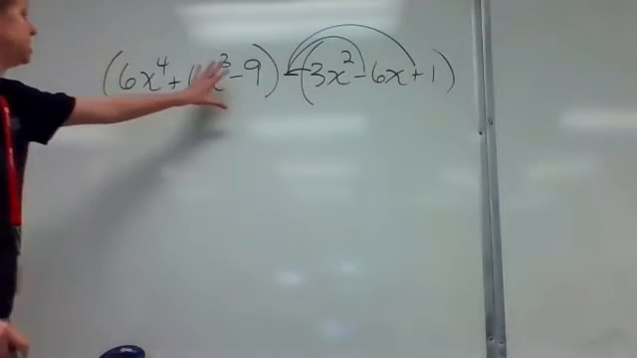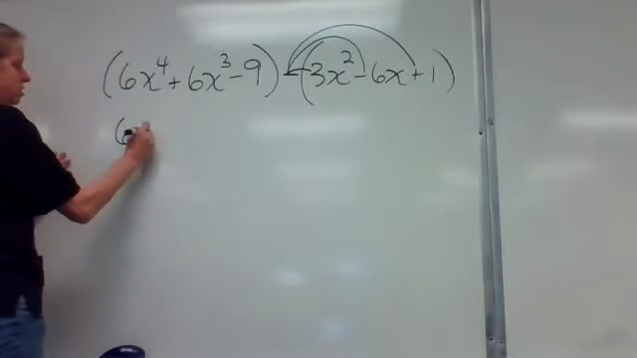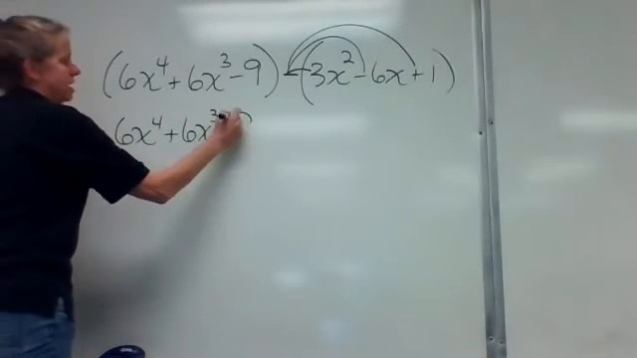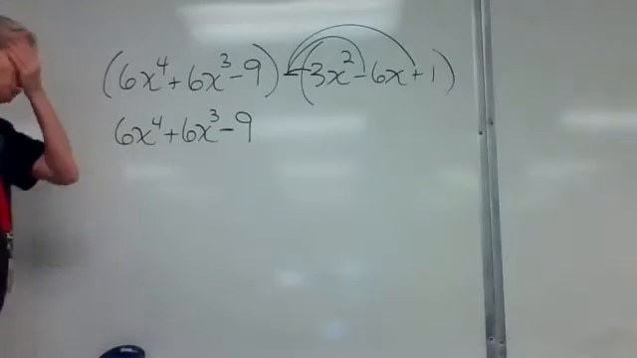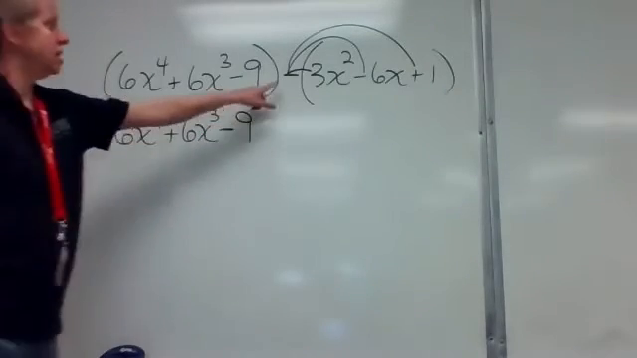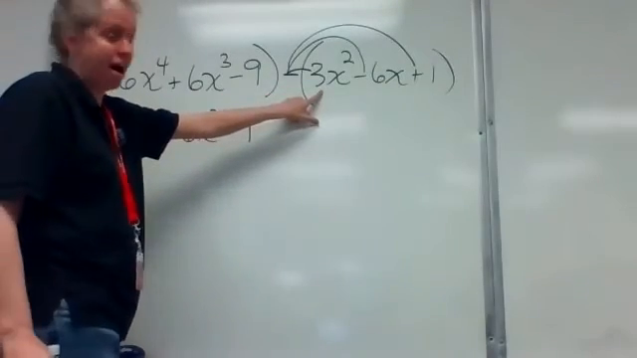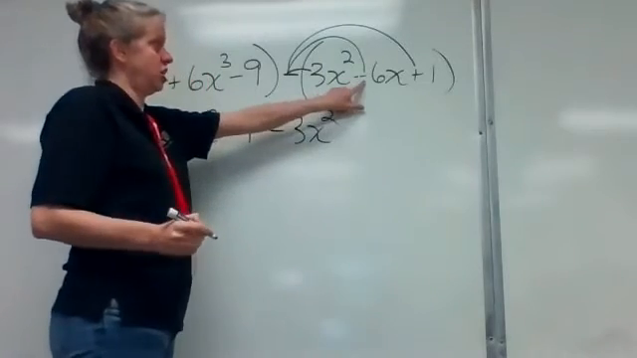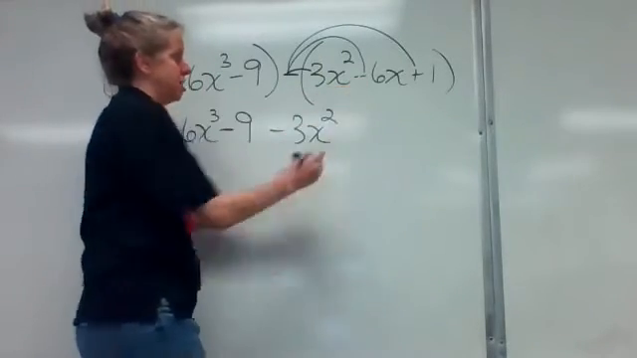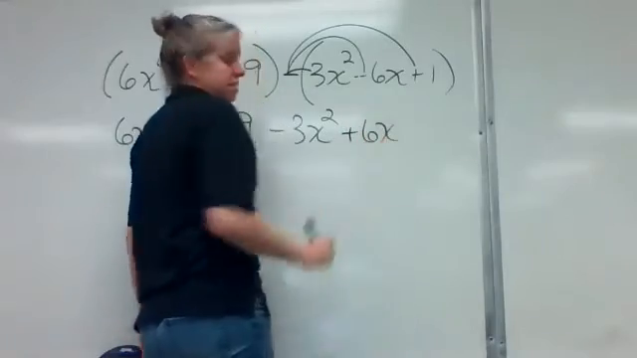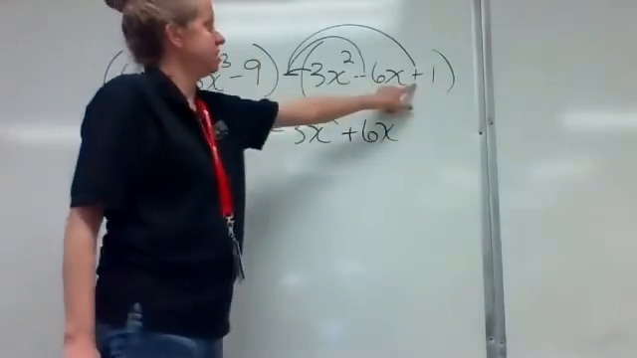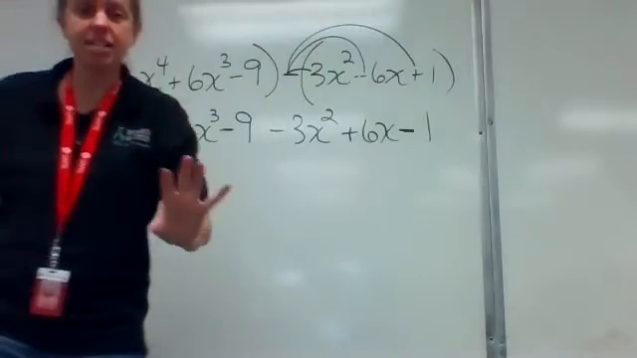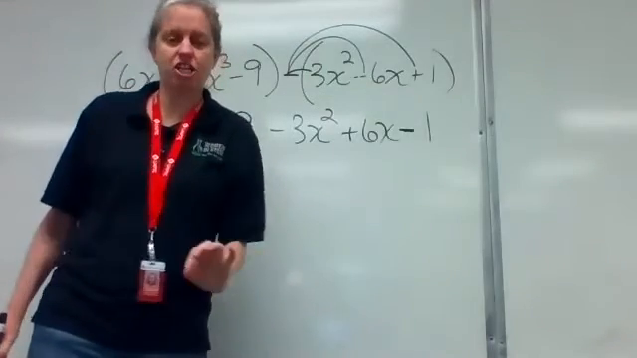So all this stays the same. So I've got 6x to the 4th plus 6x to the 3rd minus 9. That turns this to minus 3x squared. It actually turns this, since it is minus, it turns it into plus 6x. Since that's a plus, it turns it to minus 1. That takes care of the word subtraction.